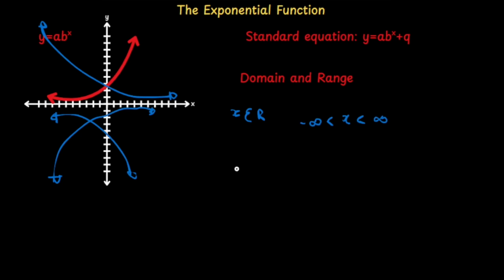For range of this function, this would be entirely dependent on your shape. If a is positive, so if a is greater than 0, your range would be y is greater than 0 but less than positive infinity, right? But if a is negative, meaning a is less than 0, your range would be y is greater than negative infinity but less than 0. It's quite simple.